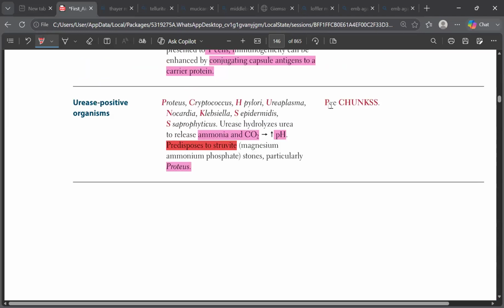And the bacteria again are Proteus, Cryptococcus, H. pylori, Ureaplasma, Nocardia, Klebsiella, and both the Staph epidermidis and Staph saprophyticus.